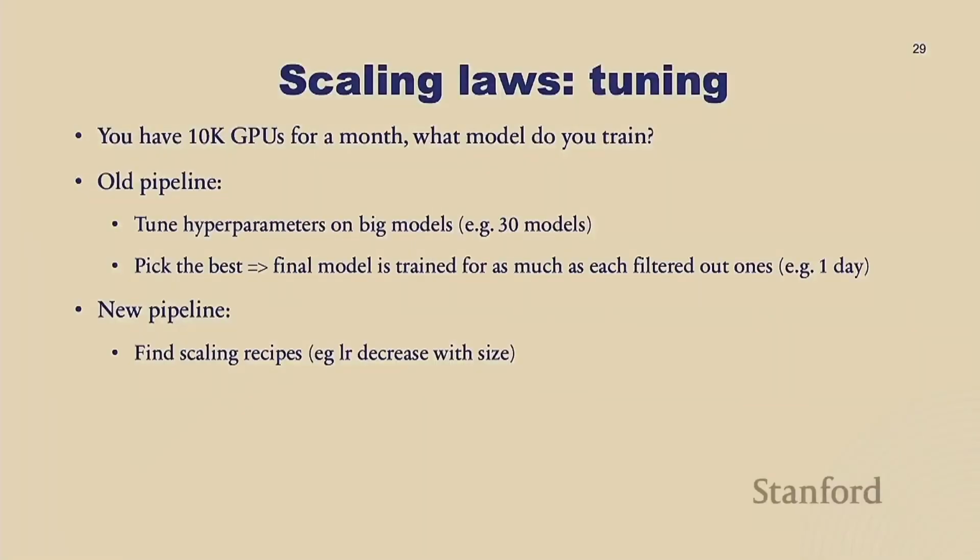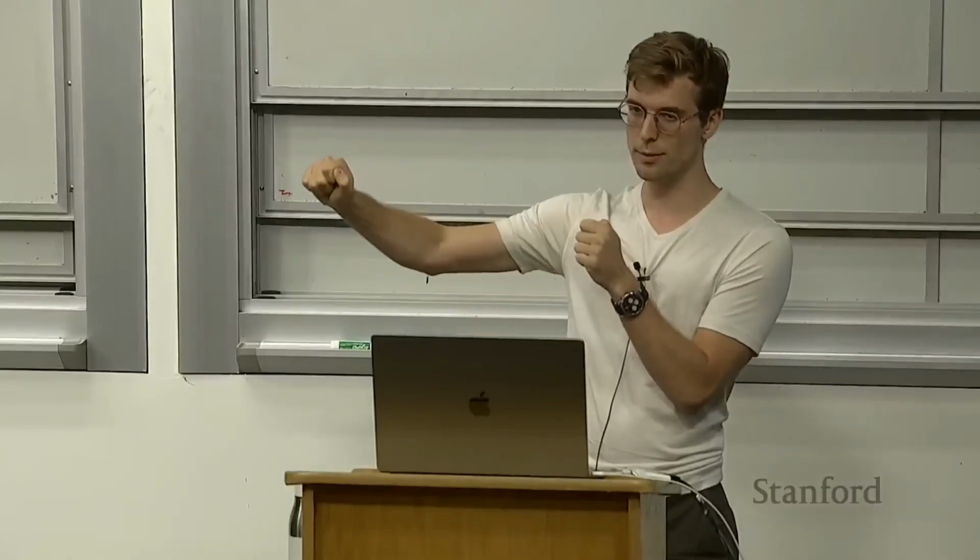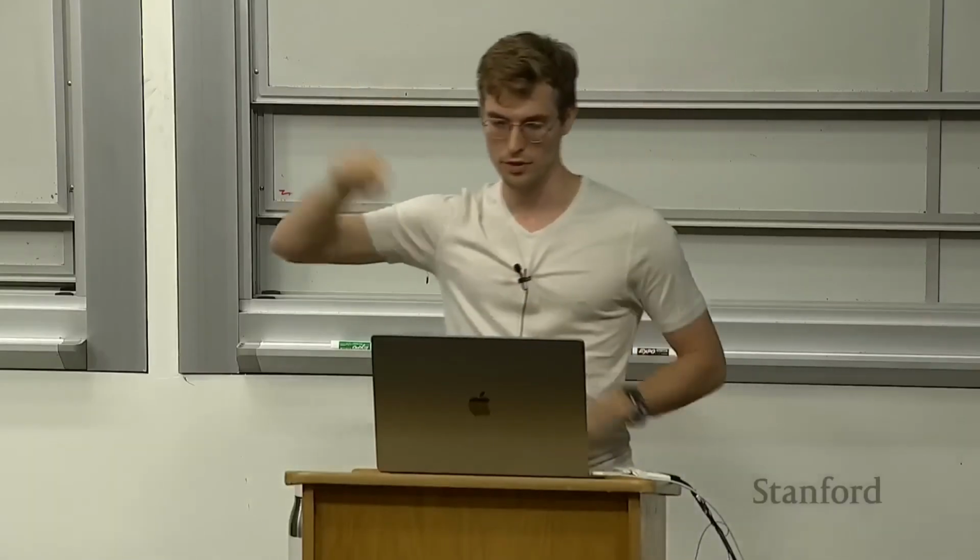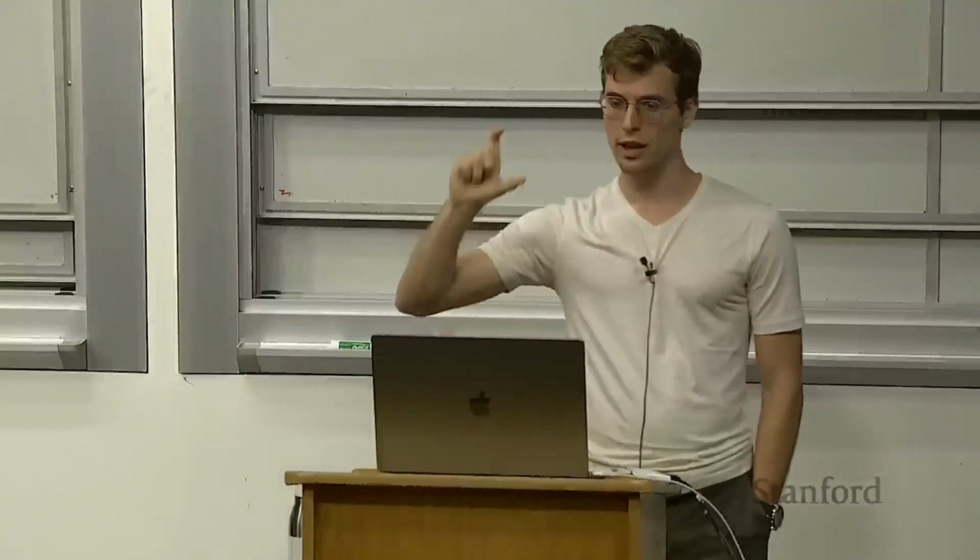The new pipeline is that you first find a scaling recipe. So you find something that tells you, for example, one common thing is that if you increase the size of your model, you should decrease your learning rate. So you find a scaling recipe such that you know if I increase the size of my model, here's what I should do with some hyperparameters. Then you tune your hyperparameters on smaller models of different sizes.